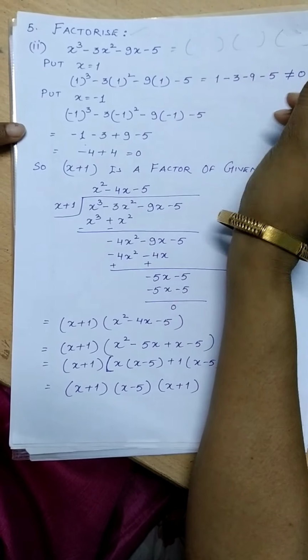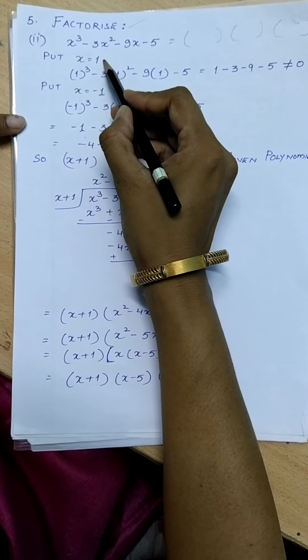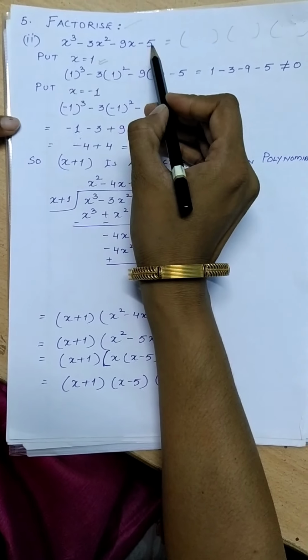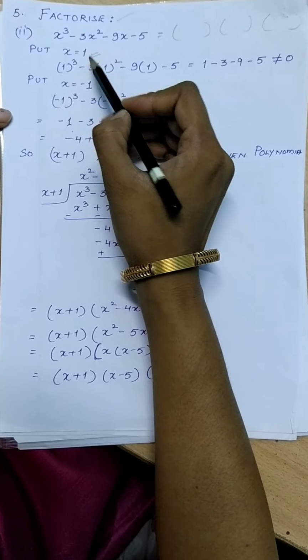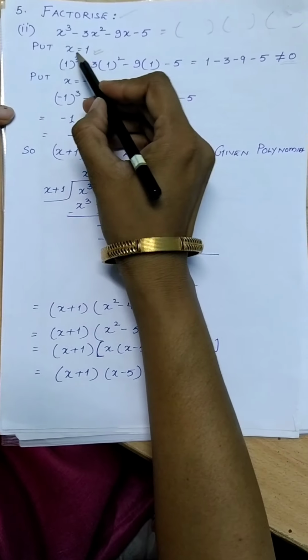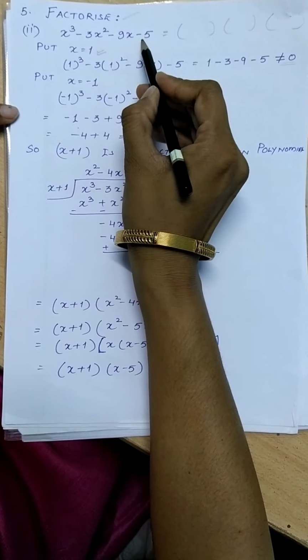So how will we find all 3 brackets? First of all, we'll put x equals 1 and check for which value this polynomial becomes 0. So we'll put x equal to 1 and check whether 0 is coming or not. 0 is not coming, which means x equal to 1 is not a 0 of this polynomial.